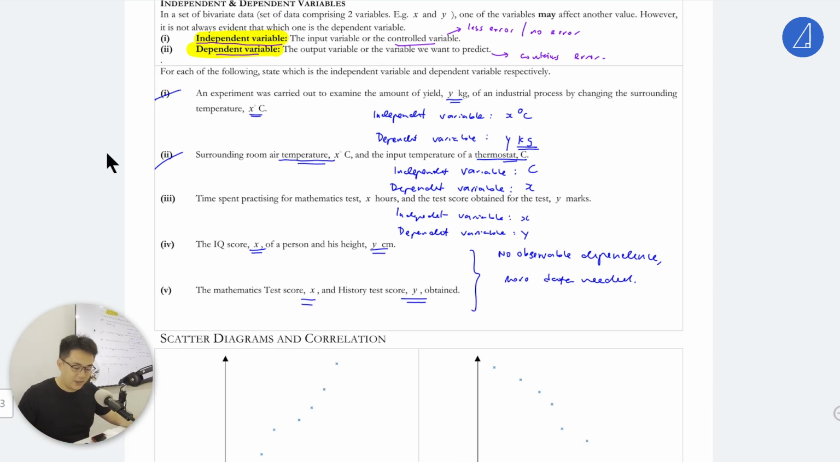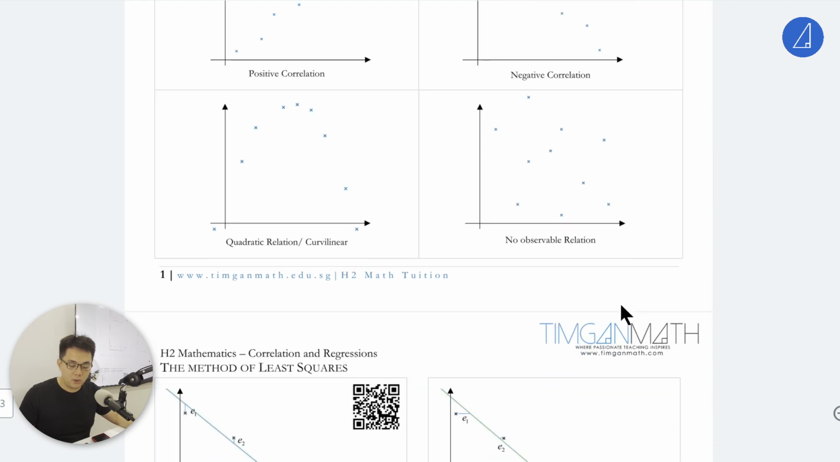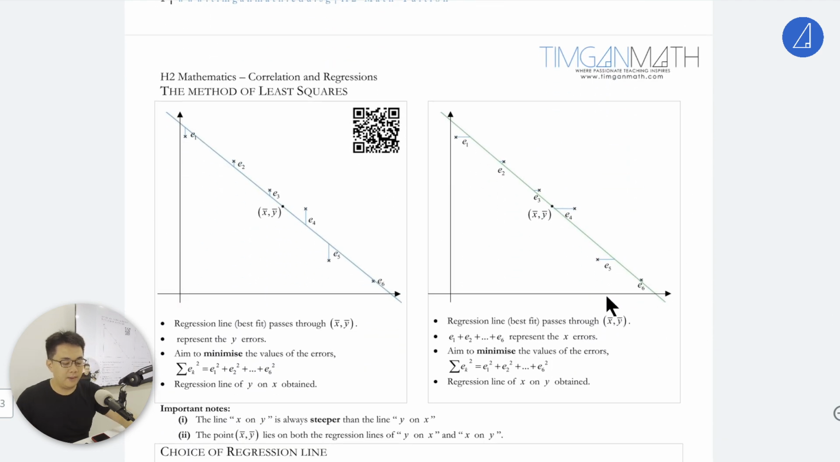Then the next part would be correlation. So this is a positive correlation. This is a negative correlation. This is what we call curvilinear quadratic. This is called no observable relation. This is like seeing stars in the sky. Okay. So that's the whole idea. So we look at the method of least squares.